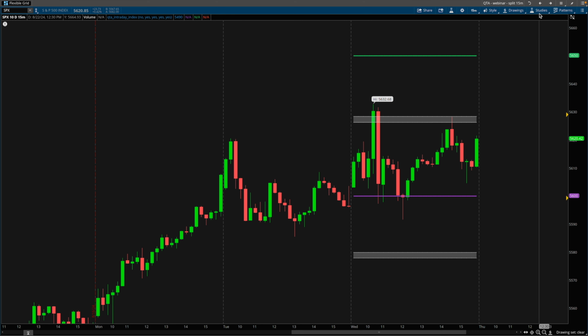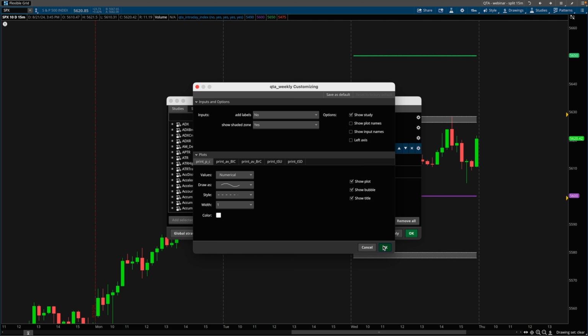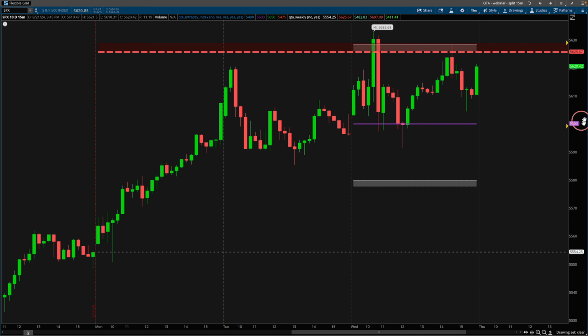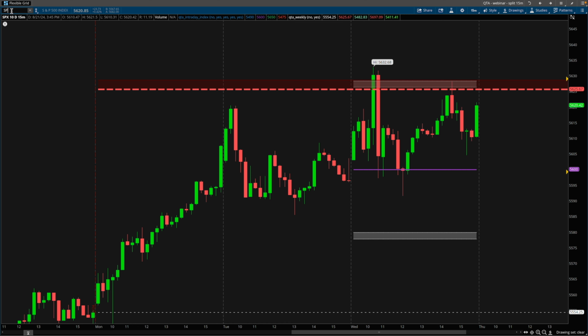I'm going to turn back on the weekly script. So come back up to my studies. Just going to turn this on for now because I want to showcase to you guys some of the other major components of the market, such as the SPY. So this is the SPX.